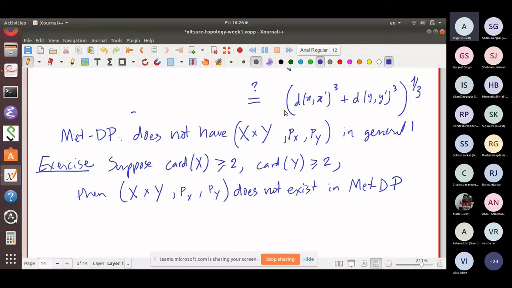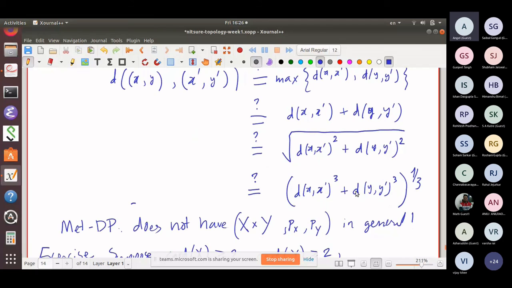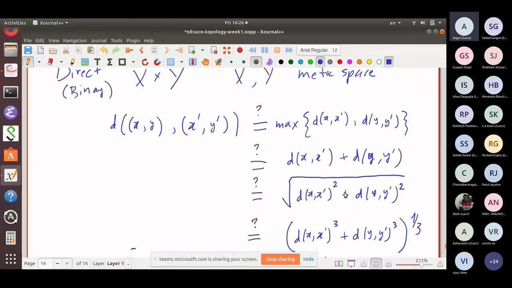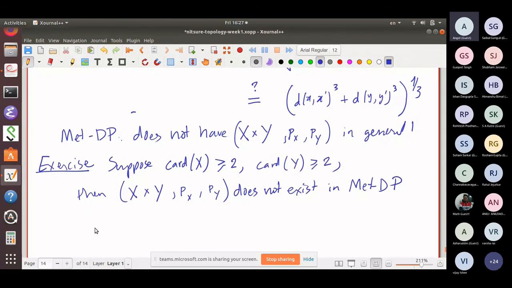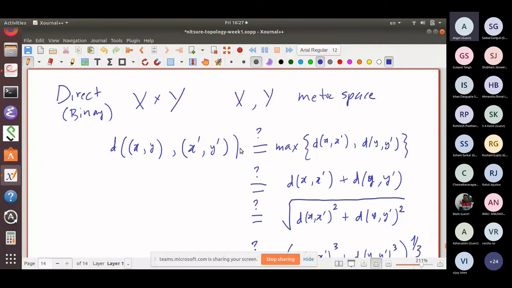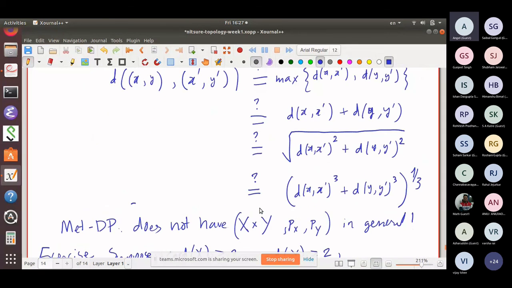And you'll see that all the projections are going to be non-expanding because you are taking max of dx, x prime, dy prime, or sum, or whatever. If 2 points go to the same point, then here the distance is going to turn out to be the same as before. So they are non-expanding. They can actually contract. They may contract, they may not contract, but they definitely do not expand. So all these are candidates for a product in MET NE.